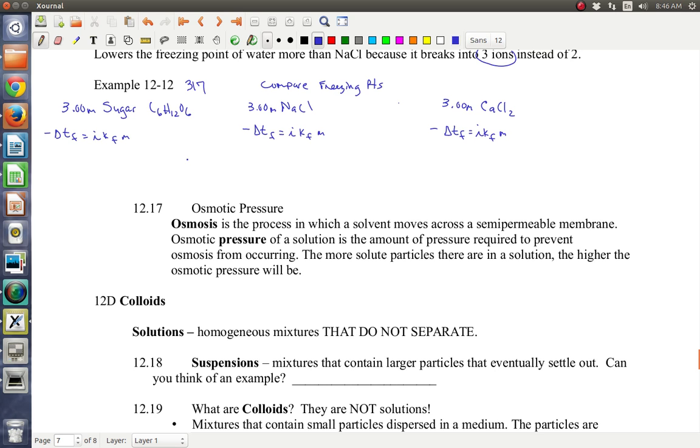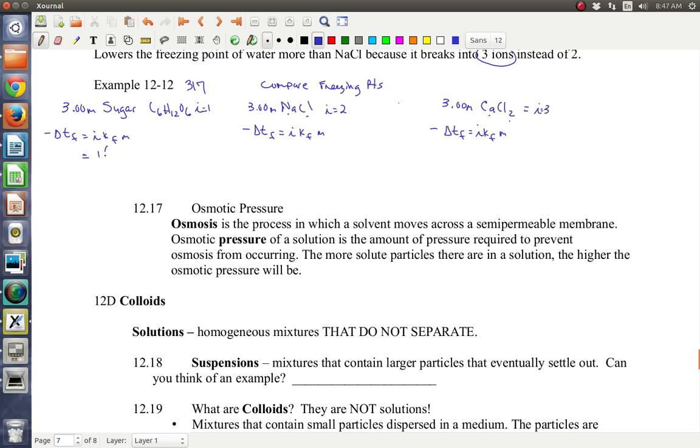All right, now we're going to go in and fill it all in. What is the i for sugar? C6H12O6. This is a covalent molecule. It breaks into just molecules, pieces, not individual ions. i is 1. What's the i for sodium chloride? 2 pieces. i is 2. What's the i for calcium chloride? 3 pieces. i is 3, because there's 2 chlorines and 1 calcium.